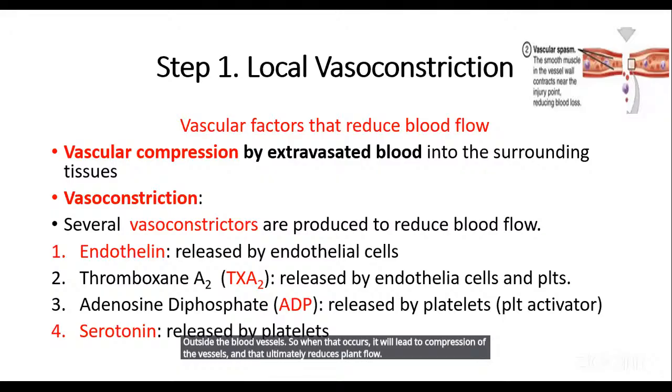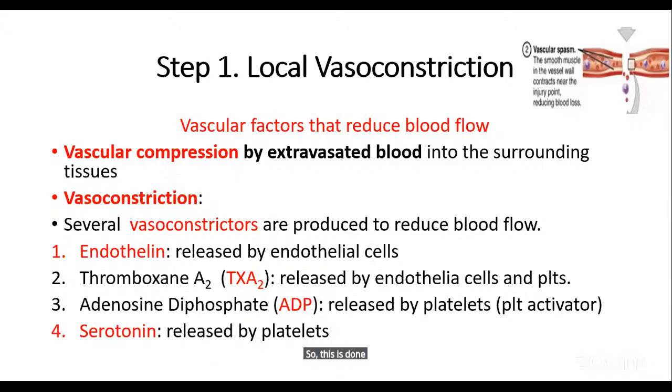Then the second one is vasoconstriction. This is done by several vasoconstrictors. Here are four. One is endothelin. Endothelin is a protein hormone that is released by the endothelial cells. And the other one is thromboxane. Thromboxane A2 is actually released by the endothelial cells and also released by platelets.